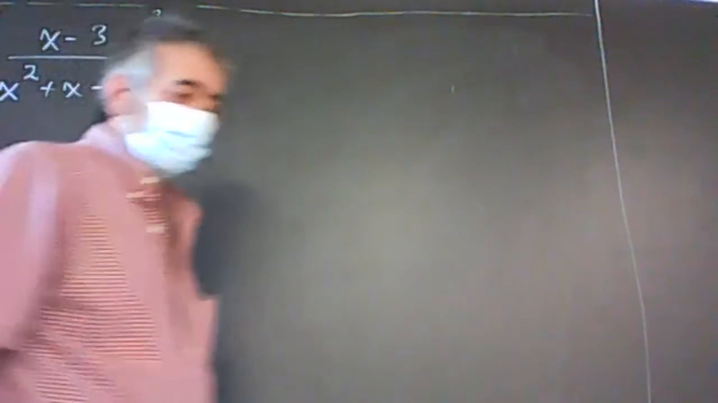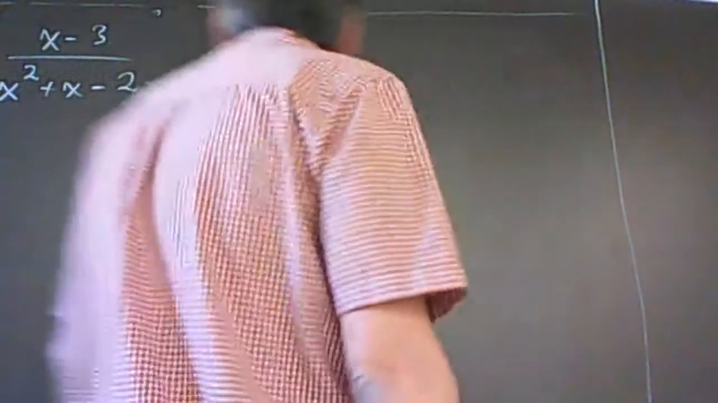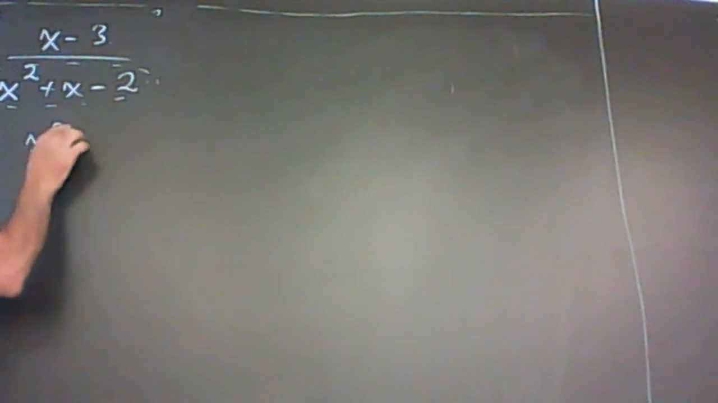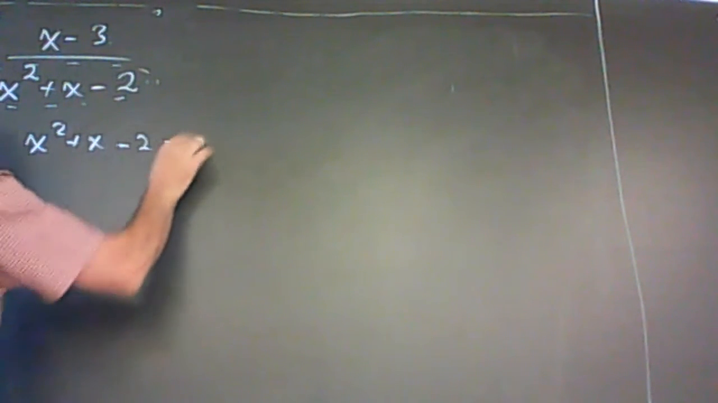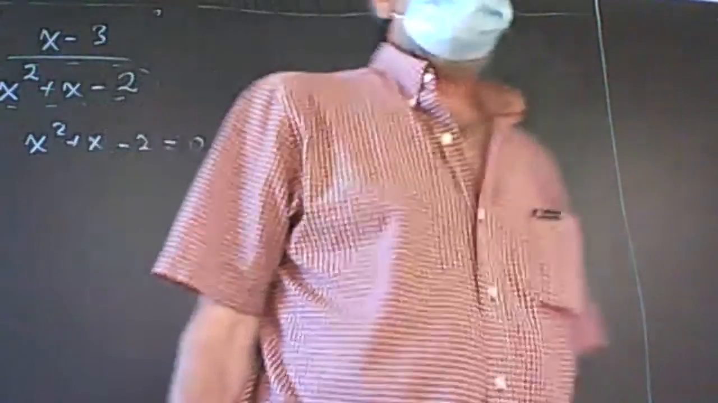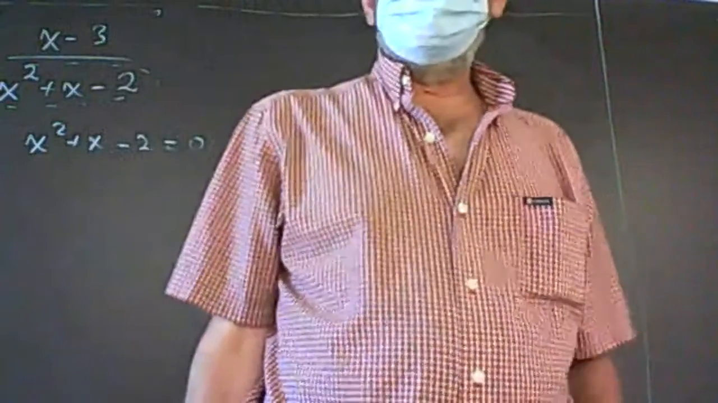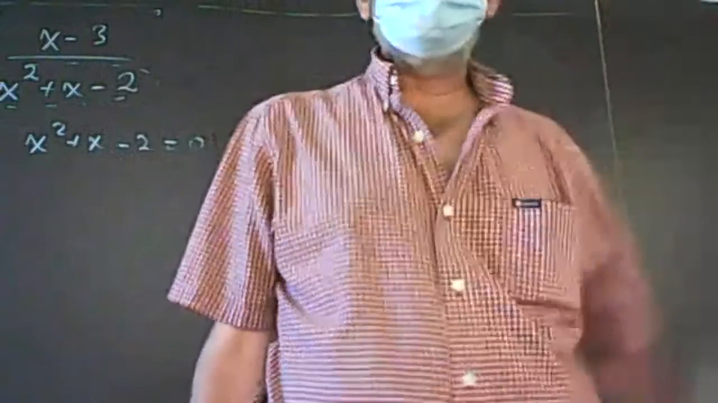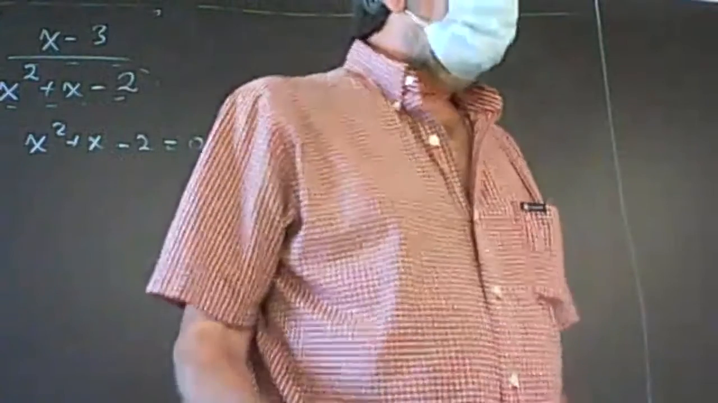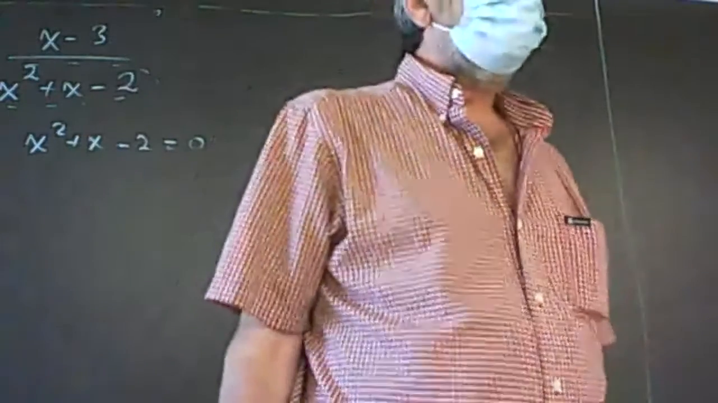All right, let's see. So first, we're going to determine the vertical asymptote. And for that vertical asymptote, we're going to take the denominator, x squared plus x minus 2, and set that equal to 0. This is a quadratic equation. To solve it, we need to do factoring first. Or use the quadratic formula.